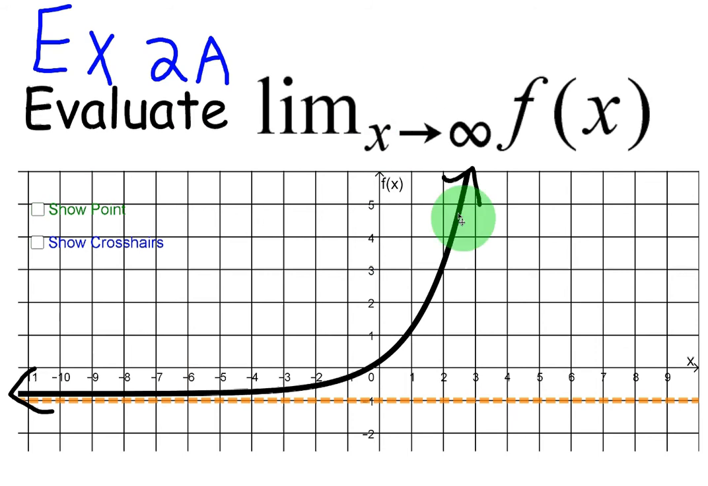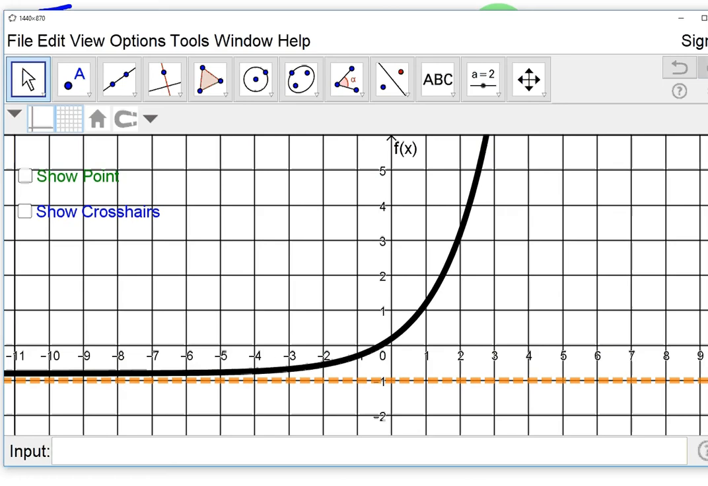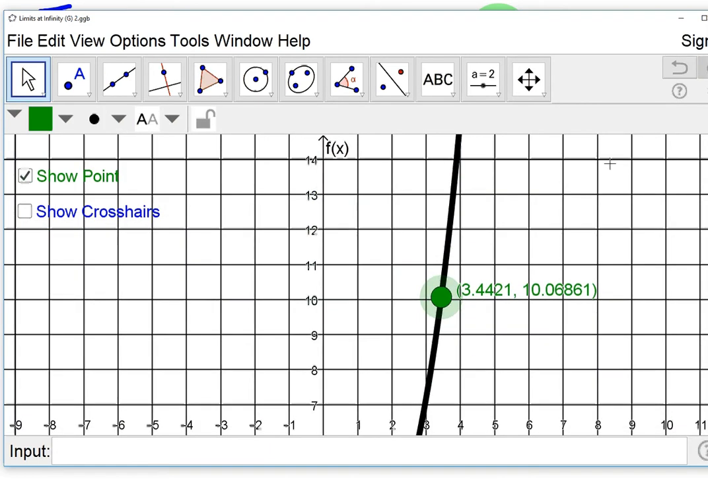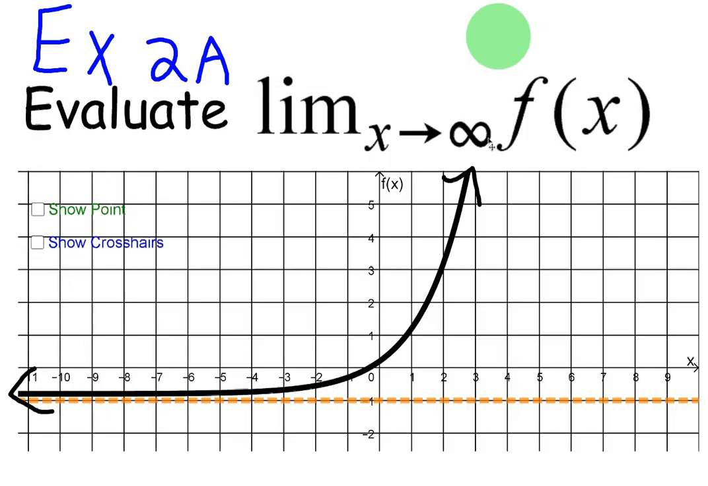It's getting bigger also. And in fact, the term we use for that is it's going to increase without bound. So let's go ahead and put a point on the function and drag it up. And the bigger that x gets, as you can see right here, y is just going to keep increasing no matter what. So sometimes limits at infinity equal infinity. So as x gets bigger and bigger, y gets bigger and bigger. And again, the term for that is it increases without bound.